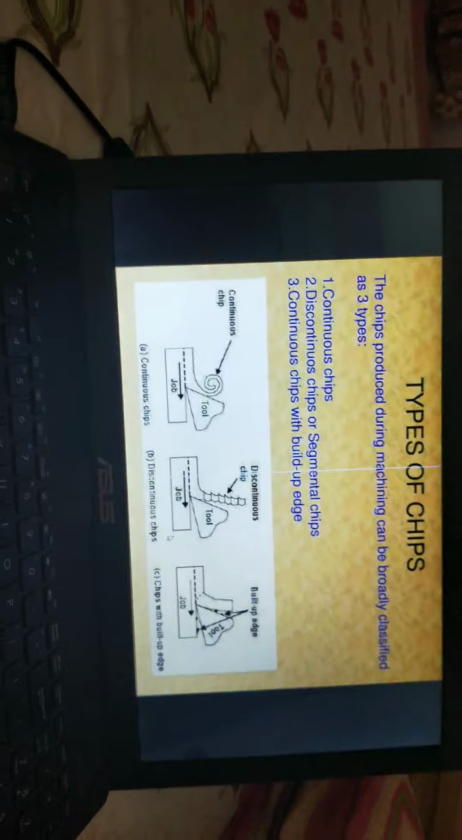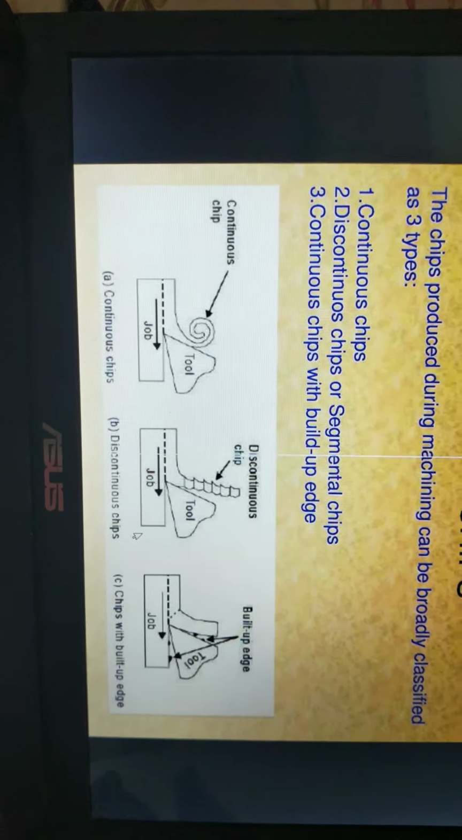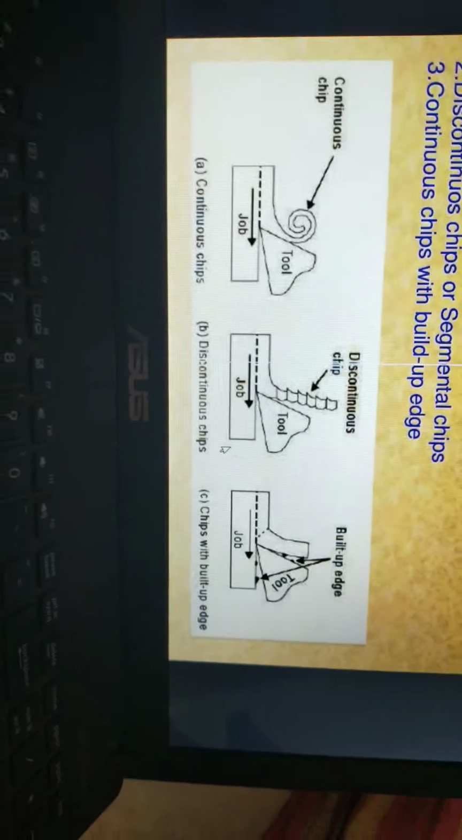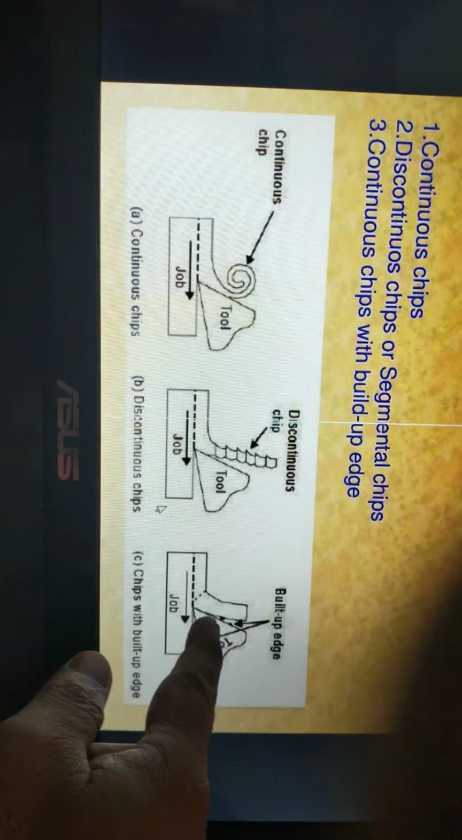Now with the help of this, we are producing three types of chips. The chips produced during machining operations can be broadly classified as three types: continuous chips, discontinuous or segmental chips, and continuous chips with built up edge. These are the figures: continuous chip, roll formation; discontinuous chips, see the segments; and built up edges. There will be formation of built up edges on the workpiece or on the tool also.